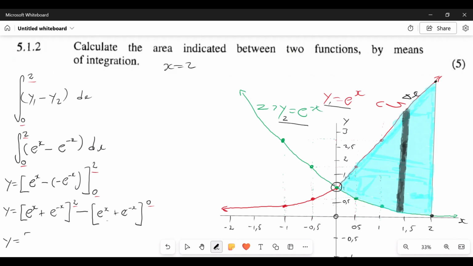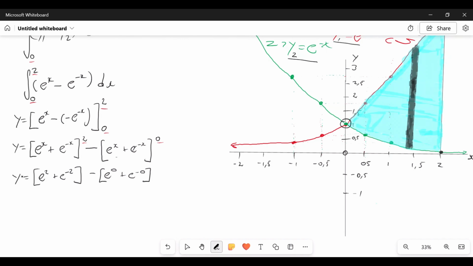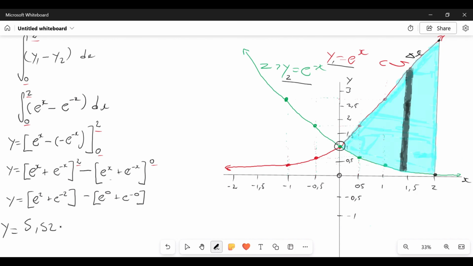So on the first bracket, we're gonna substitute x with 2 because 2 is our upper limit. So it's gonna be e to the power of 2 plus e to the power of negative 2. Remember, that one is negative x minus the second bracket. We're gonna write e to the power of 0 plus e to the power of negative 0, right? Then from here, guys, all you have to do is use your calculator. So let me create a little bit of space here, guys, to get the final answer. So if you put this on your calculator, 5,524 unit square. There we go, guys. So this is our final answer.